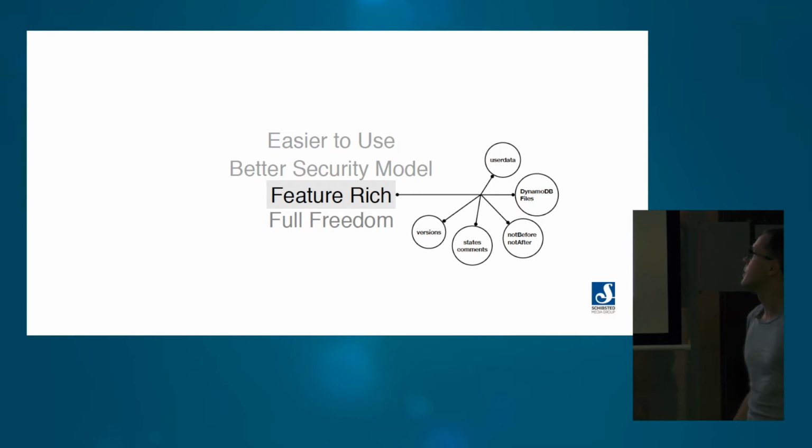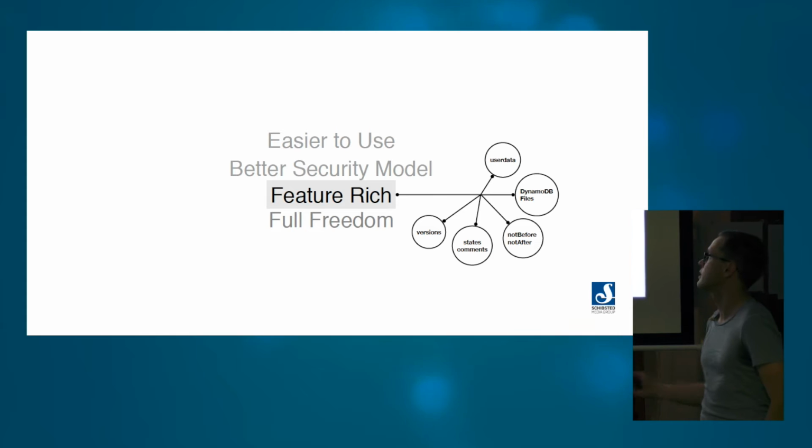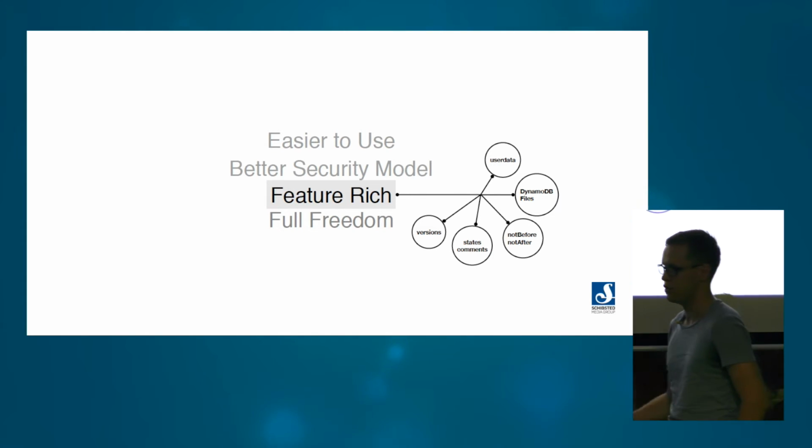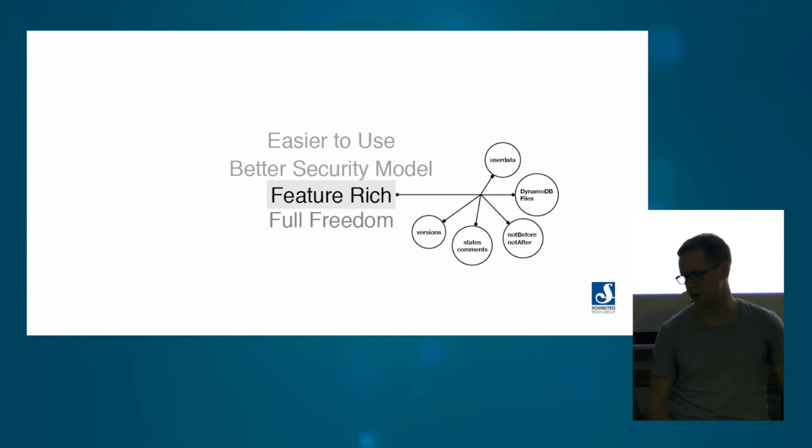So we have quite a lot of features. These ones seem fairly basic, but you'd be surprised how few of the solutions we just showed have all of this. So we have versioning, so you can have different versions of the secrets. You can set states, like enabled or disabled or compromised. You have not before and not after to indicate what period of time this thing should be accessed. And we support both DynamoDB and local files as the backend, as well as letting the user have their own data in a field.